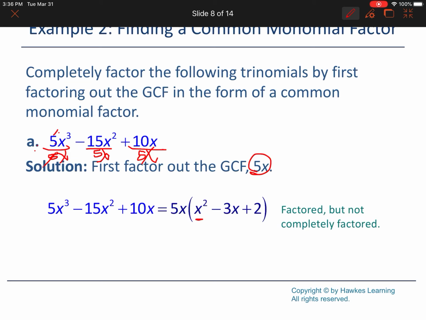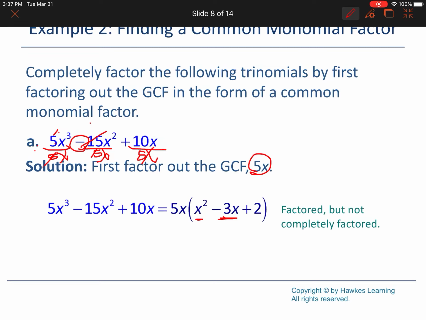So this would cancel, x cubed over x squared. So that's where I got that x squared. This would cancel, get 3x squared over 5x. That's going to be x, so that's where I get my 3x, and it was negative, right? And the last one I ended up with 2, 10x over 5x, okay? So now I factored out the greatest common factor.